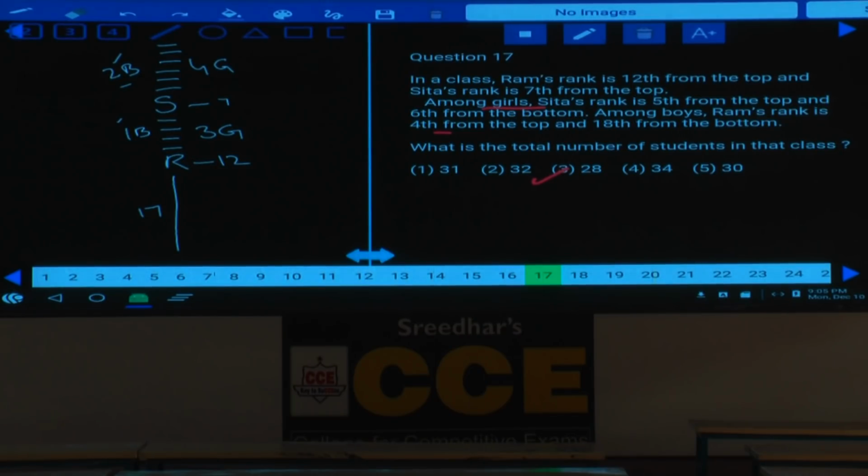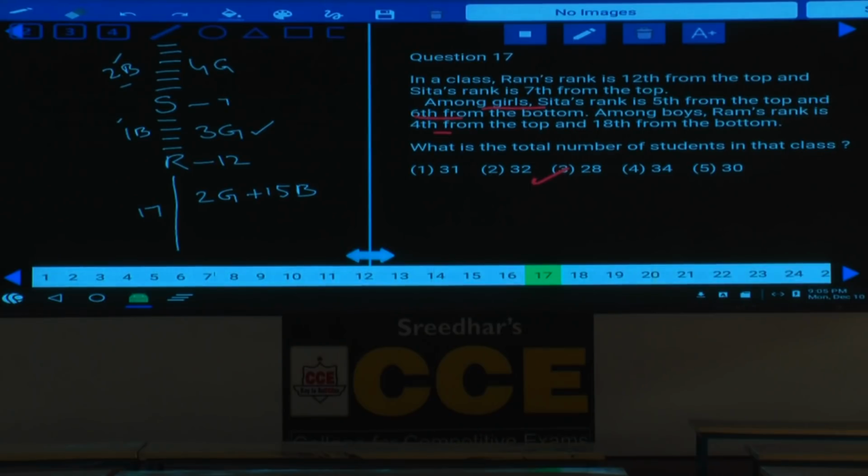Now, one more piece of information: this person is 6th from the bottom. Who is 6th from the bottom? Sita is 6th from the bottom. As Sita is 6th from the bottom, 3 girls are already here, isn't it? Now Sita being 6th from the bottom means there should be 5 girls after this Sita, out of which 3 girls were already there between Ram and Sita. Hence 2 girls must be between these 2, after this Ram. If 2 girls are there among these 17, how many boys will be there? 15 boys will be there.